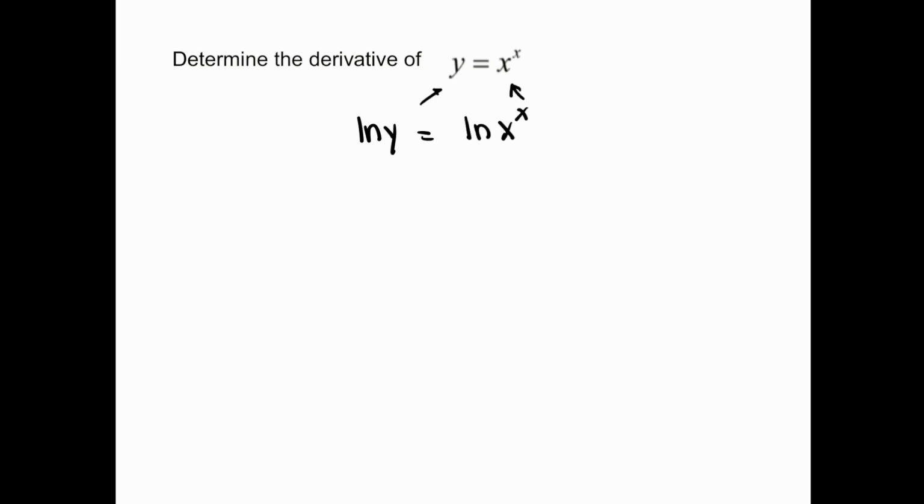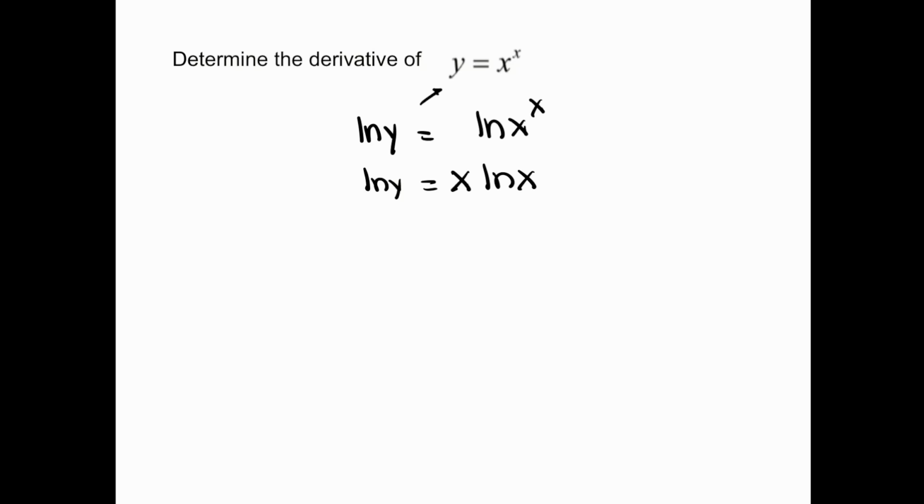Now remember, the whole point of writing it this way is so that we can take this power and turn it into a coefficient. So let's go ahead and do that. So we have x, ln of x. So let's rewrite that. Ln of y is equal to x ln of x. So now we've gotten rid of that power.